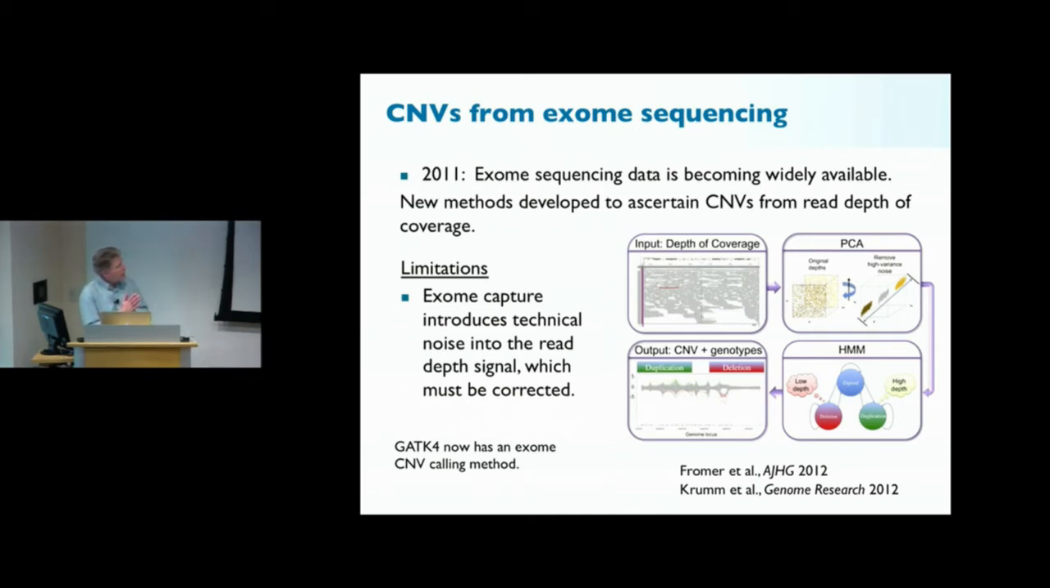It's a little bit technically challenging because the capture process actually introduces a lot of variation into the DNA in abundance. Some capture probes work better than others, so you get this technical noise that you have to deconvolve. But there are a number of methods that have been developed, including a sort of new method in the GATK to do this.